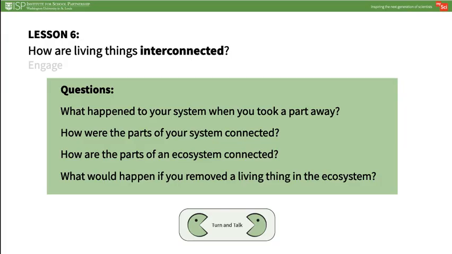In the Engage portion of the lesson, students return to the system they made to move the marble in Lesson 3. Ask students to recall how the parts of that system were connected and what happened when one part was removed. How are the parts of an ecosystem connected, and what would happen if a living thing was removed? After students turn and talk, ask for a few to share out their thoughts to the class. Although it may be tempting, do not reveal the correct answers yet. If students ask, explain that these questions will be answered later on in the lesson.